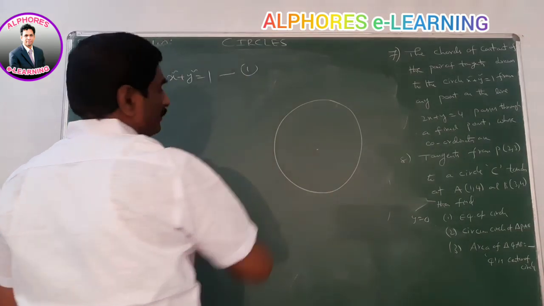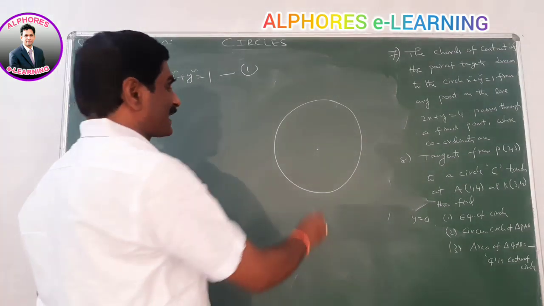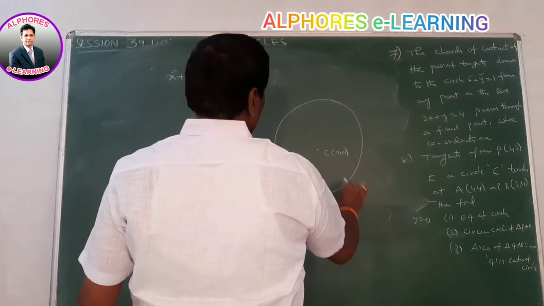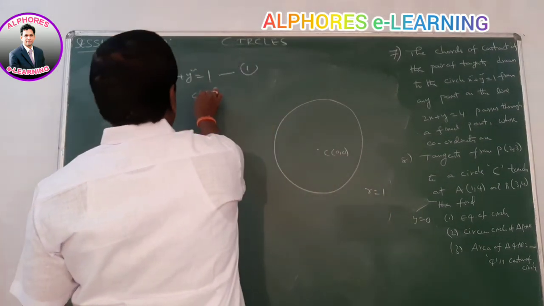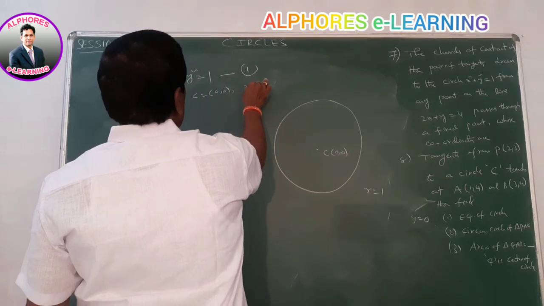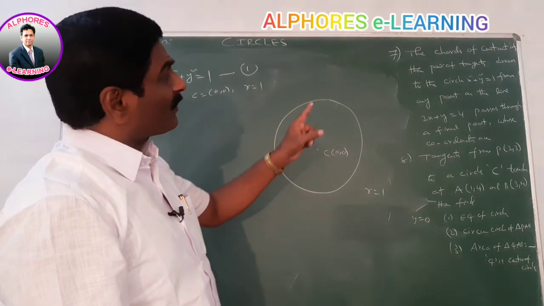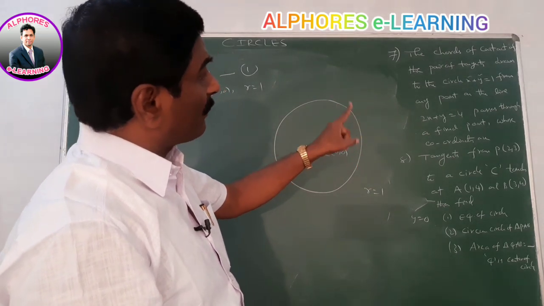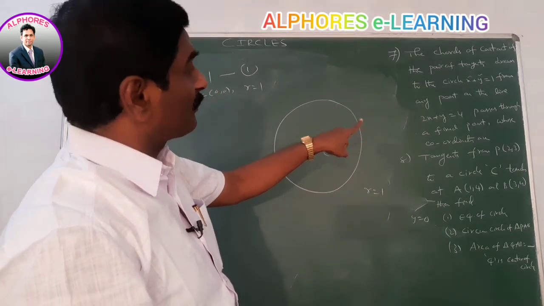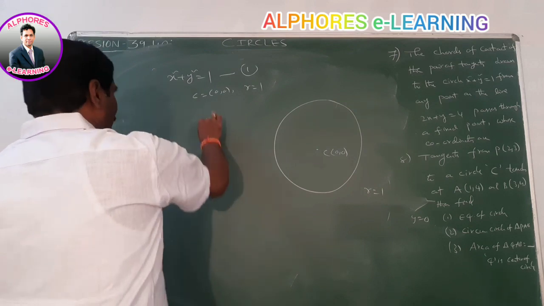It is the given circle. What is the center of the circle? 0, 0. Radius of the circle is equal to 1. Center of the circle is 0, 0 and radius is 1. Okay. Here the chords of contact of the pair of tangents are drawn to the circle from any point on the line. What is the line?